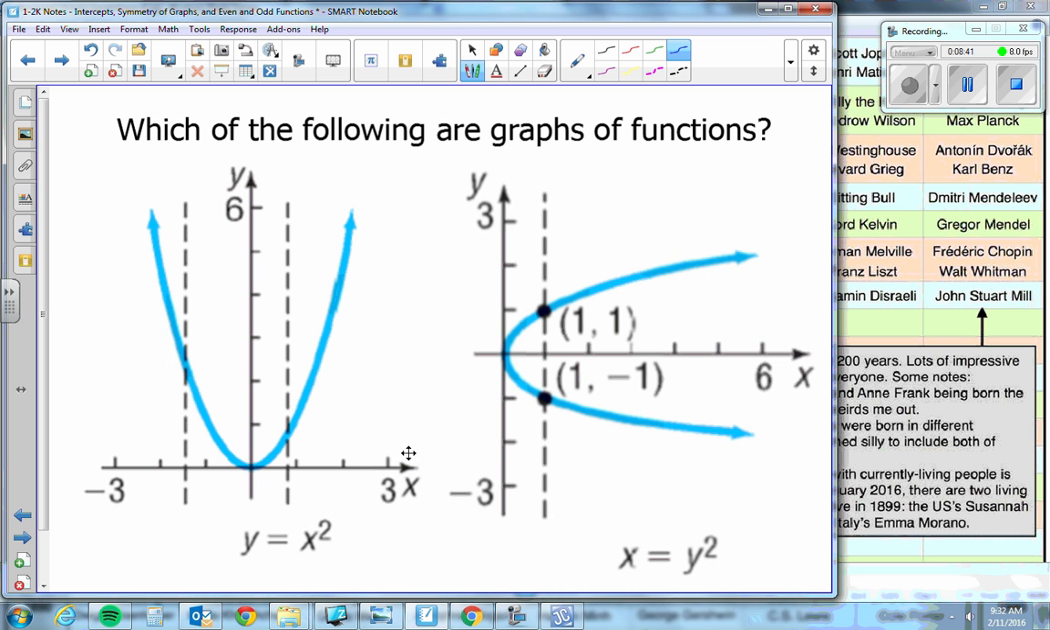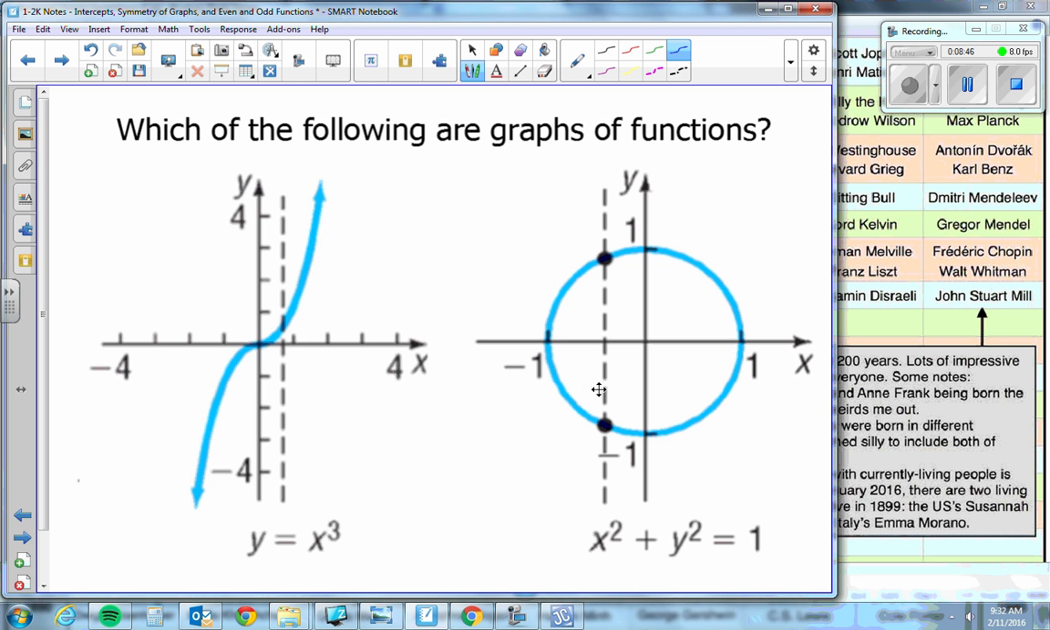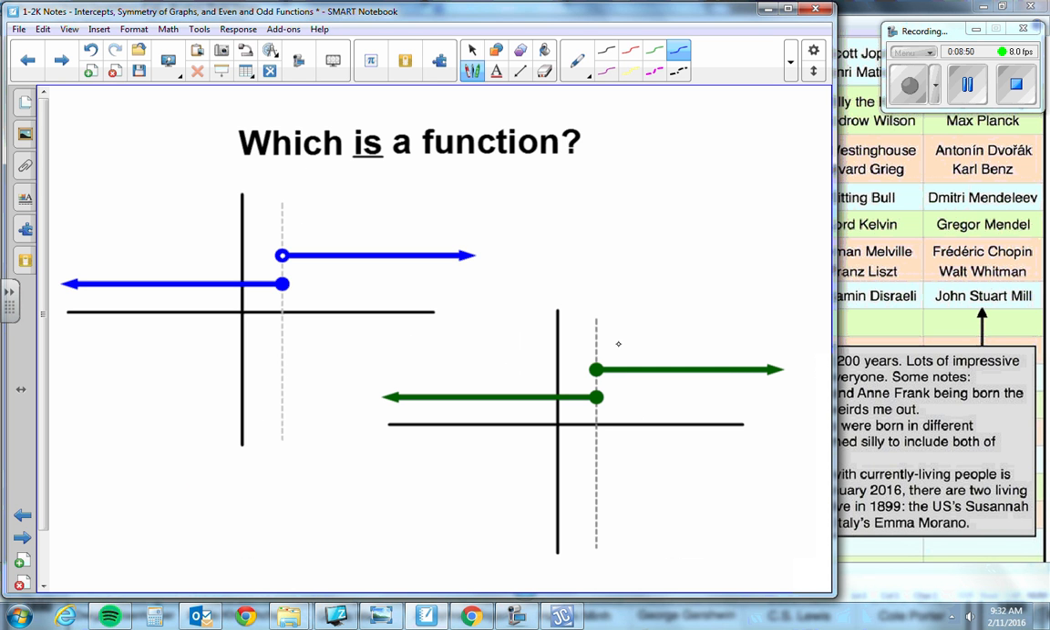Vertical line test, you know this. Which one's a function? The one on the left is. That one fails the vertical line test. That one is also a function. That one fails the vertical line test. Which of these is a function? One left. I guess I should change it up a little bit so it's not always the one on the left, but yeah. This one fails because you're hitting 2 points, whereas this one you're not hitting 2 points.